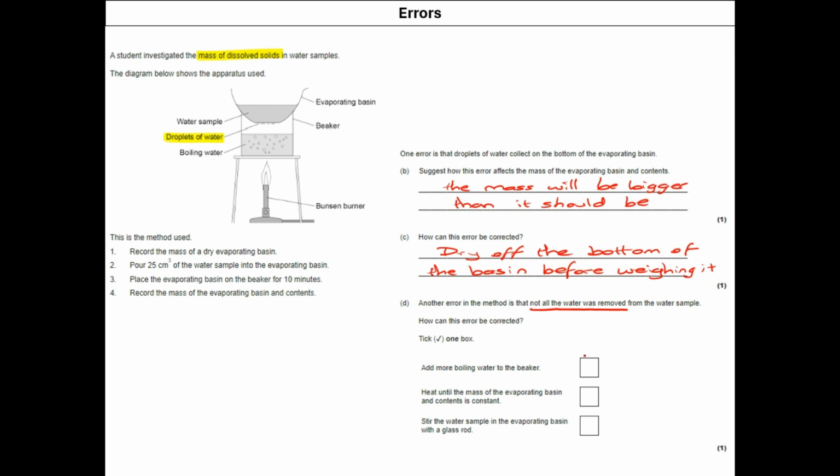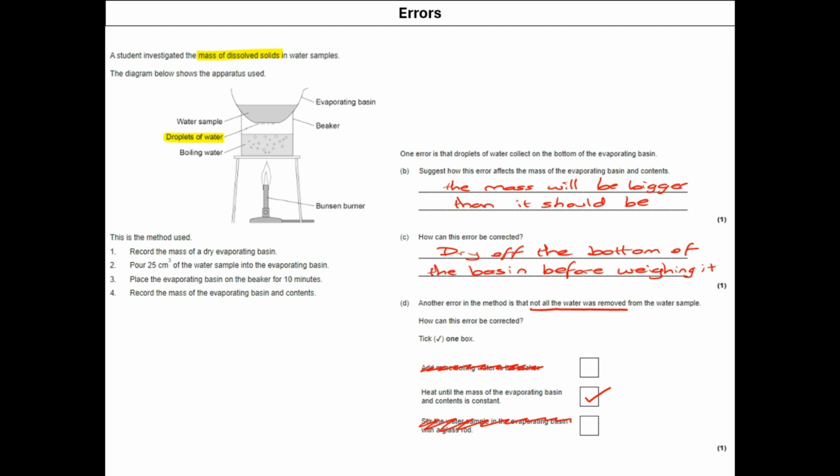So I've just got to go through these and work out, well, how can I make it so all the water is removed? Adding more boiling water, well, that's not going to help remove it. Heat until the mass of the evaporating basin and contents is constant. Well, yeah, if I keep heating it till it stops changing, it must have stopped changing because there's no water left. So it could be that one. But I'll check the last one. Stir the water sample in the evaporating basin with a glass rod. Well, that's not going to help get rid of any excess water. Done. So it's got to be the middle one.